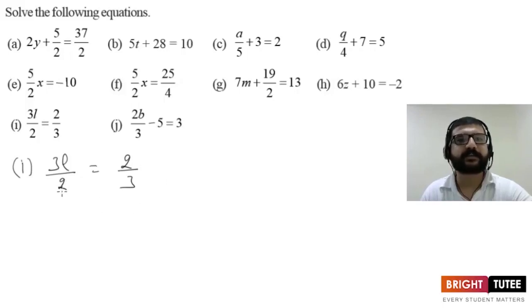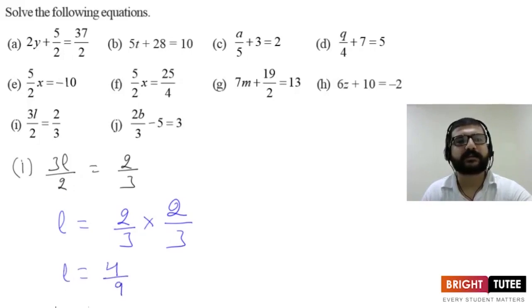When we will transpose this 2, it will come in multiplication, and when we will transpose this 3, it will come in division. So what we are going to get, l is equal to 2/3 into 2/3. This 2 came in multiplication and 3 came in division now. Now after simplifying this, we will get l is equal to 4/9. Hence the final solution is l is equal to 4/9.